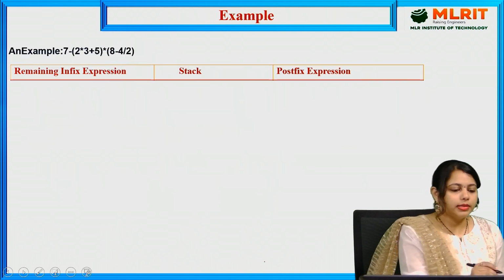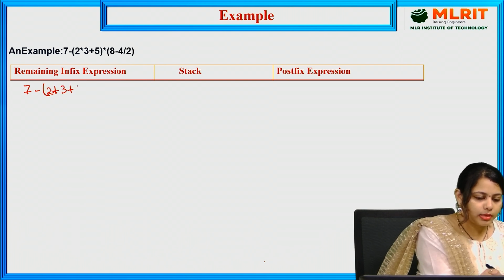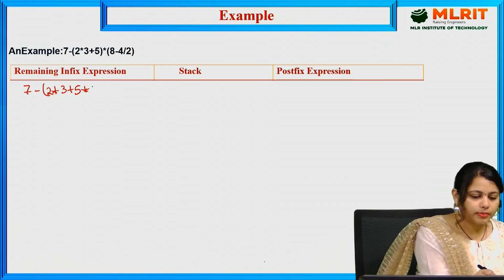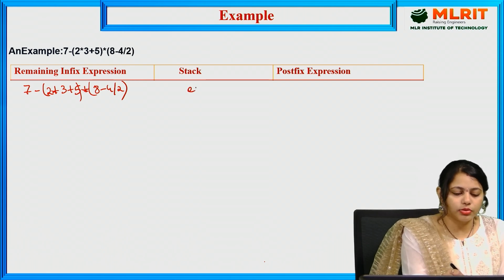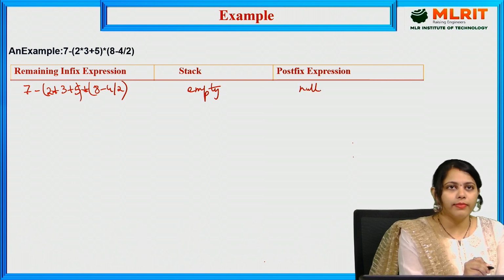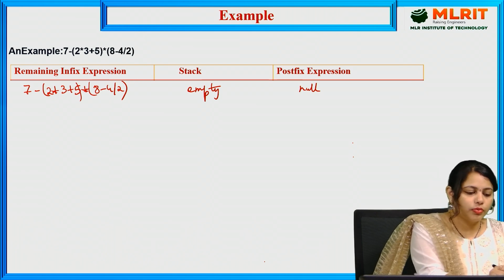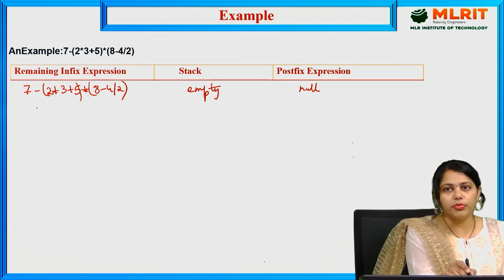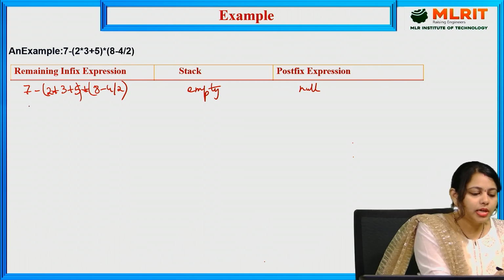We have taken this example, just one expression: 2 - 3 * (5 * 8 - 4 / 2). Initially the stack is empty as per the algorithm, and in the postfix expression we have null. We'll see how the operators and operands are going to move. If I get an operator, it will be pushed into the stack. If I get an operand, it will be printed in the postfix. So initially I have an operand.